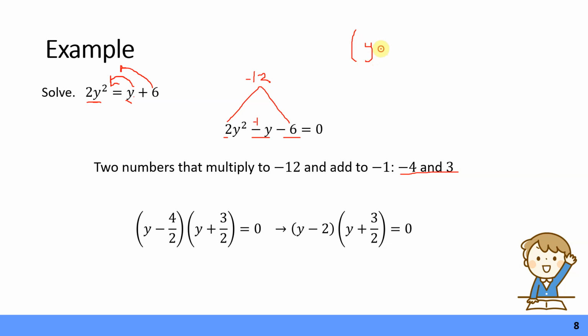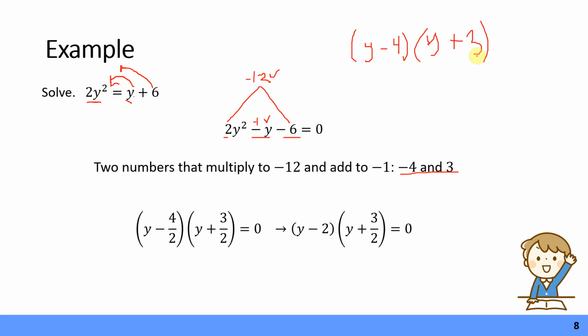I put y minus 4 and y minus 3, because this is how we factor polynomials or trinomials. Again, why a negative 4 and a positive 3? Because when I multiply, it gives me negative 12. And when I add a negative 4 and a positive 3, I get that negative 1. Okay, so that's how I factor it out.